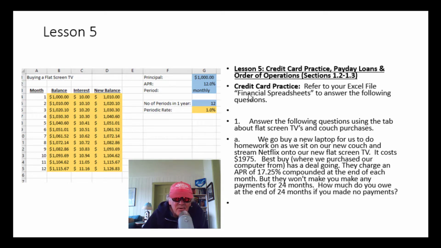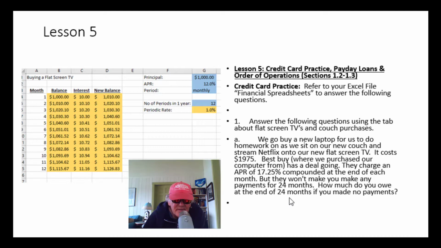All right, so you have the financial spreadsheet. This is the one with flat screen TVs. So here's our scenario. We go buy a new laptop for us to do homework on as we sit on our new couch and stream Netflix onto our new flat screen TV. I hope you have a rich uncle because you're spending a lot of money here. But the laptop is probably the most important thing.